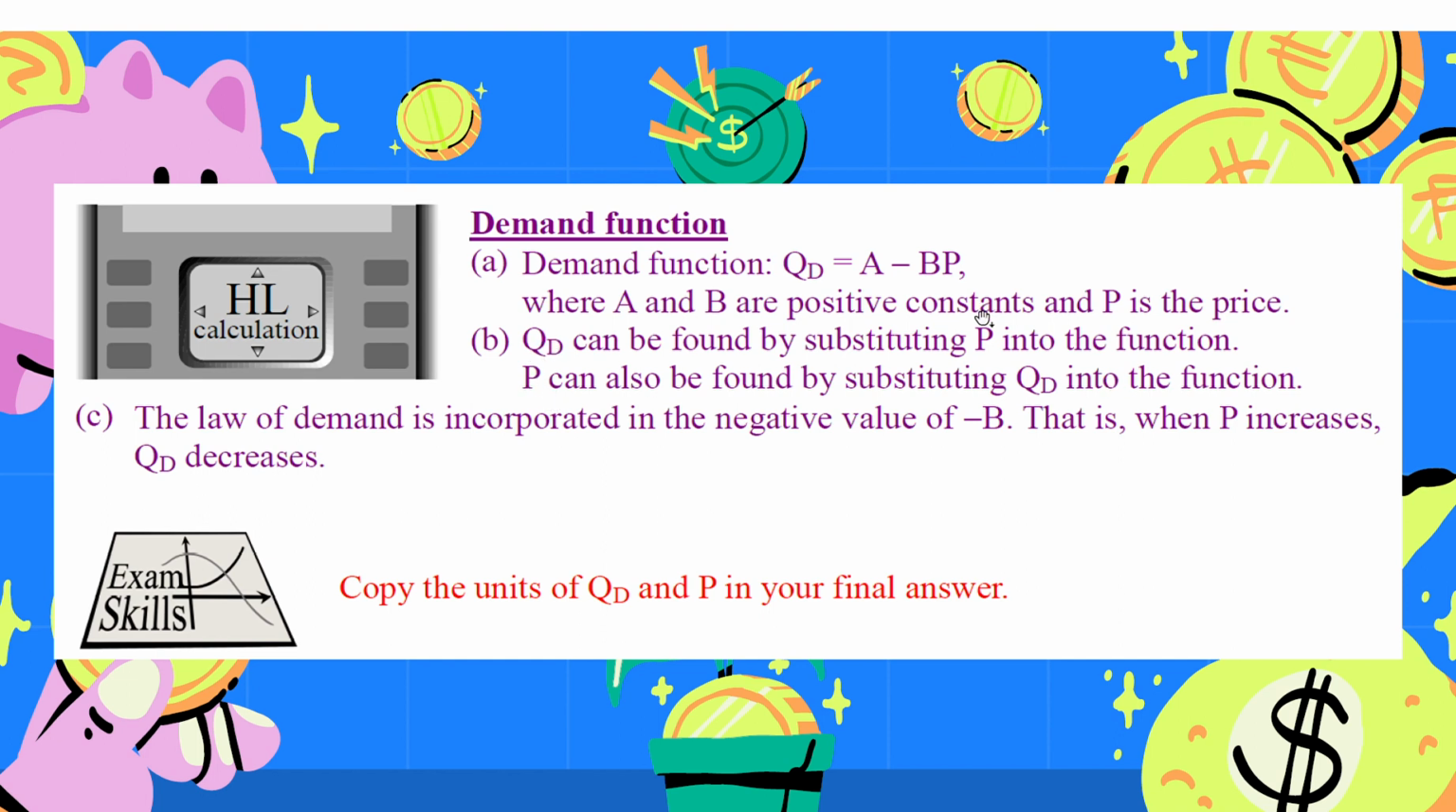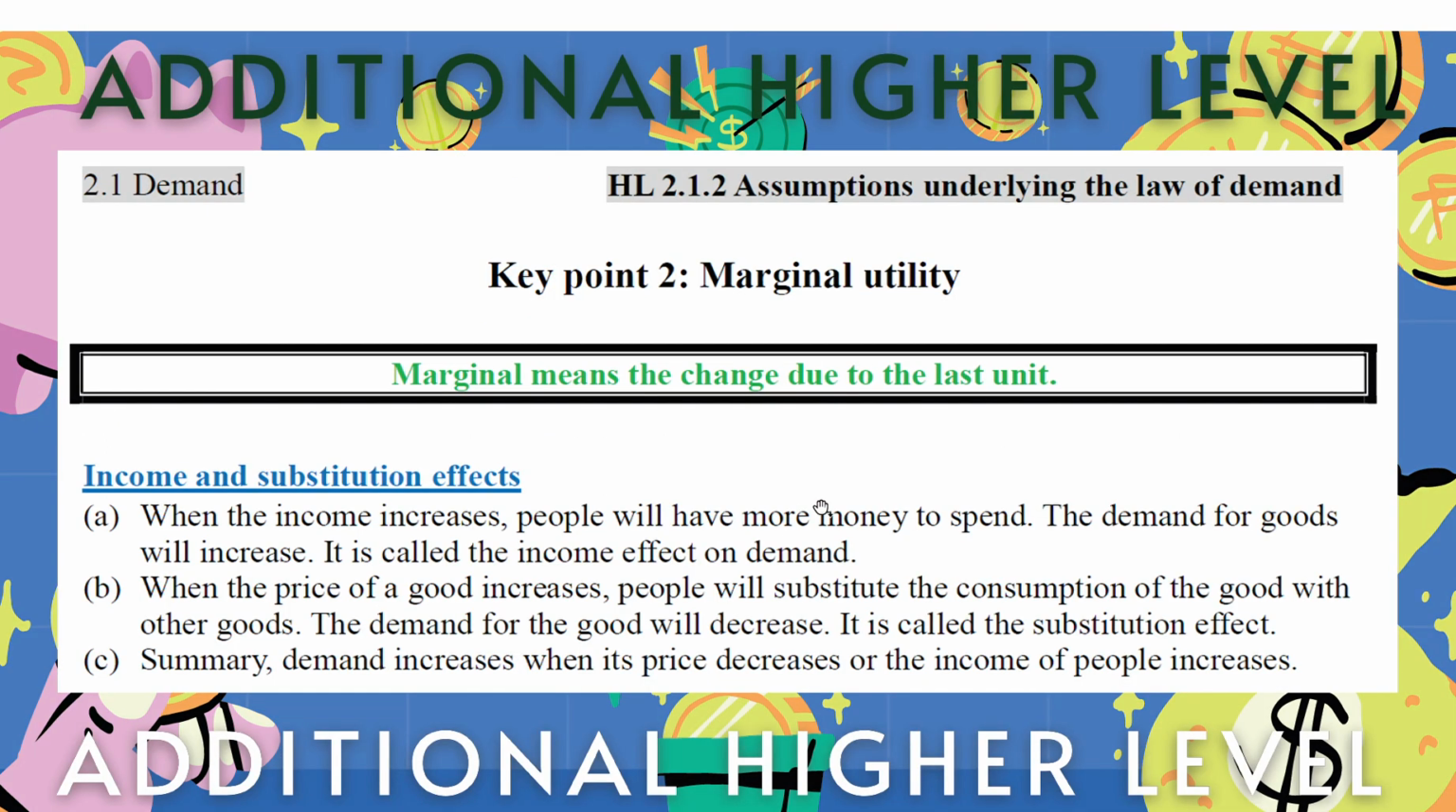So when you want to find one, just substitute the other into the equation. It's a simple calculation, but you need to do it in paper 3 for AHL, and then you get the marks easily. Very easy. Just go through all the purple videos. The law of demand is incorporated in the negative value of negative b, that is, when price increases, QD decreases. And remember, when you do all these calculations, to copy the units of QD and P in your final answer. Maybe QD is in millions of units or thousands of units, and maybe price is in US dollars or yen. So copy them in your final answer.